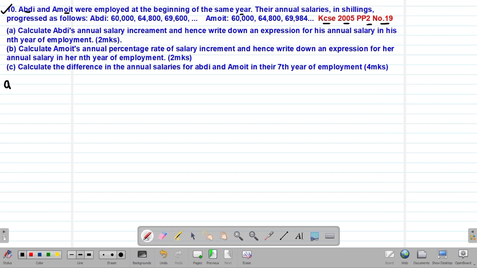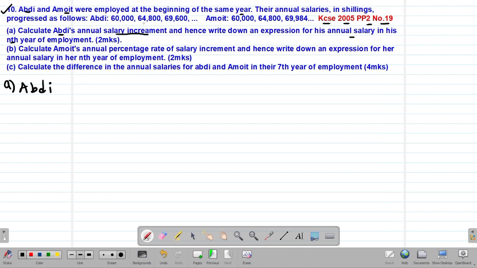So in part A of the question, we are being told to calculate Abdi's annual salary increment and hence write down an expression for his annual salary in the nth year of employment. So we look at the details that we are given for Abdi so that we determine whether we are dealing with an AP or a GP. Now, for the case of Abdi, we need to examine the increment of salary. So it started from 60,000 to 64,800, then to 69,600.